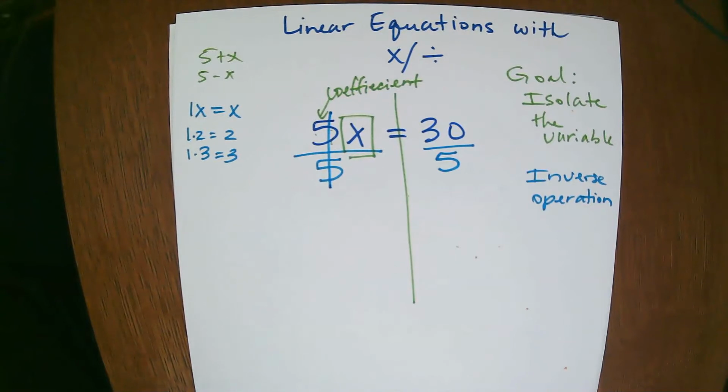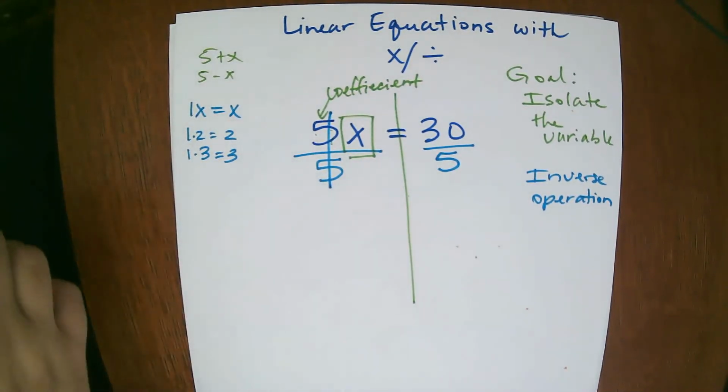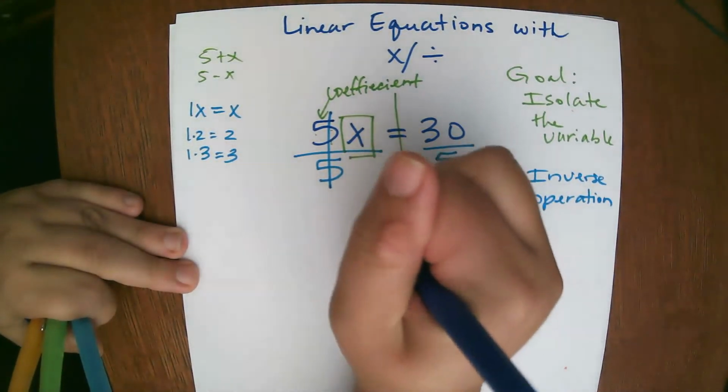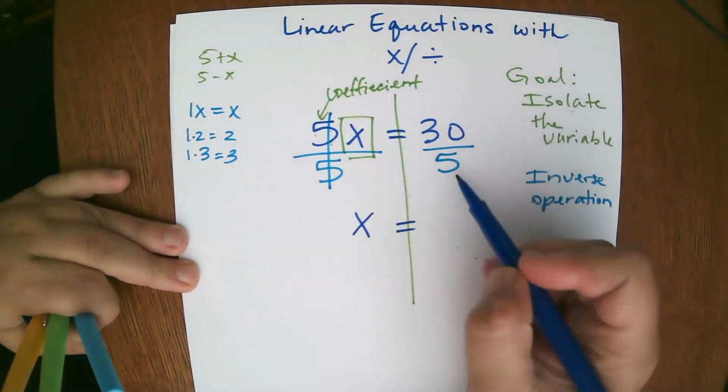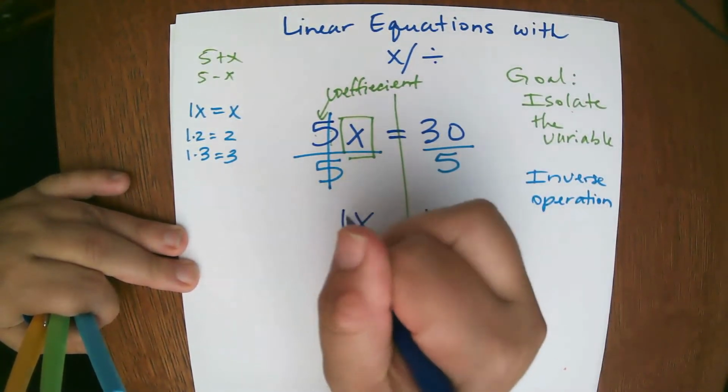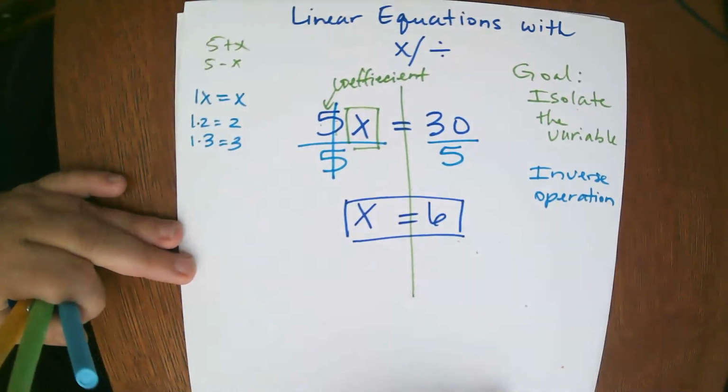So these end up becoming 1, and I can just cancel them out. I don't have to write the 1. It's implied there's a 1 being multiplied by it. So I'm just left with x on this side. And then 30 divided by 5 is 6.